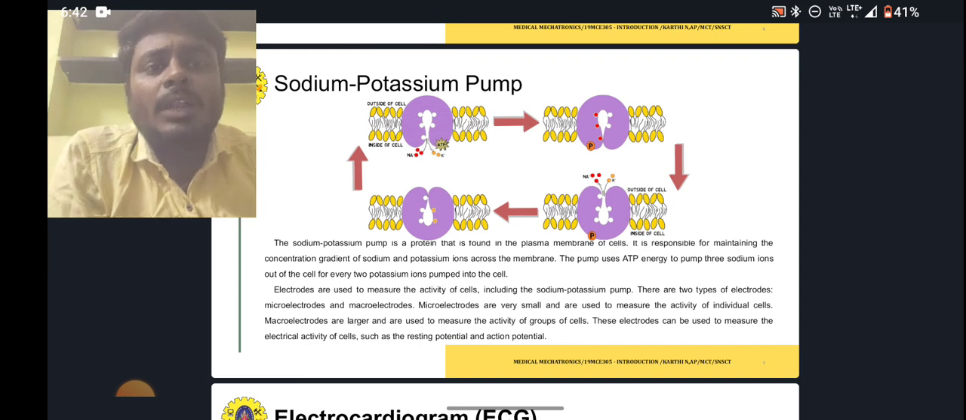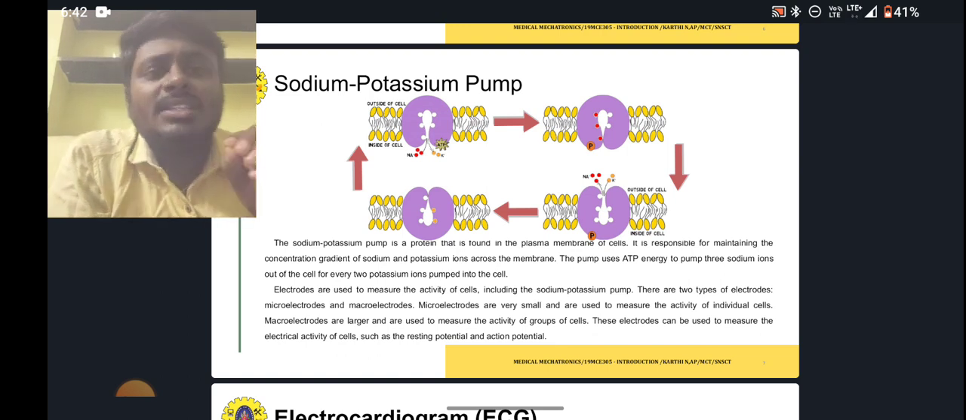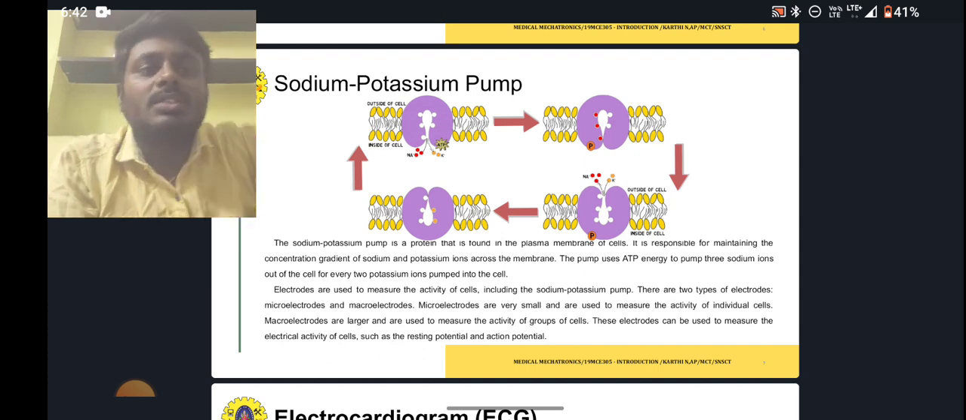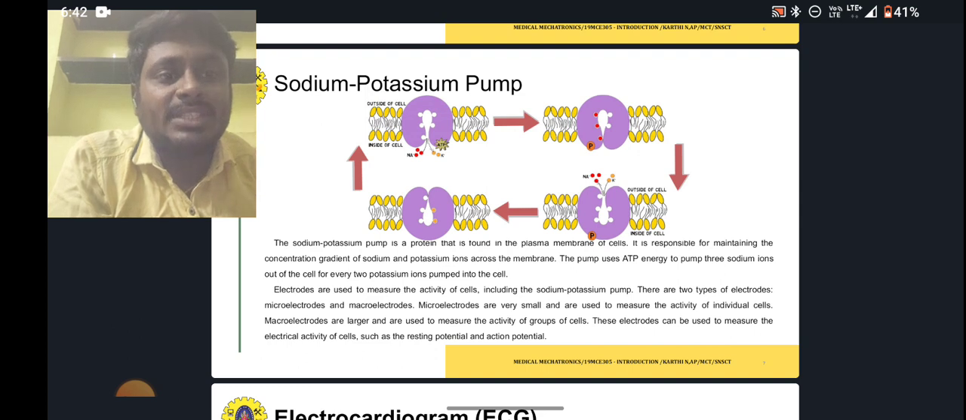The sodium potassium pump is a protein that is found in the plasma membrane of the cells. It is responsible for maintaining the concentration gradient of sodium and potassium ions across the membrane. The pump uses ATP energy to pump 3 sodium ions out of the cell for every 2 potassium ions pumped into the cells. Electrodes are used to measure the activity of the cells, including the sodium potassium pump.